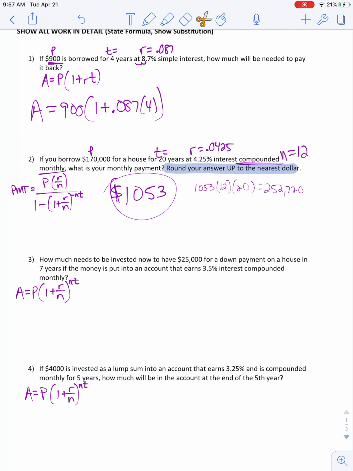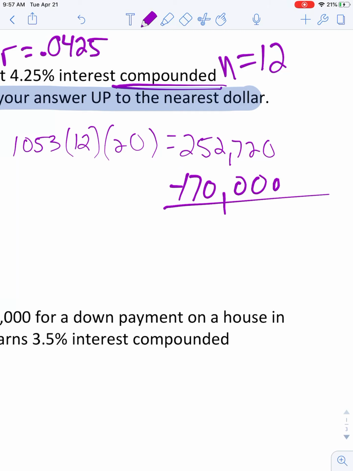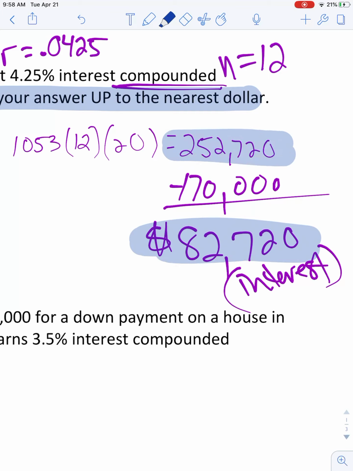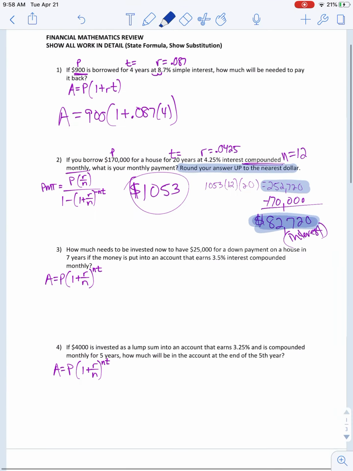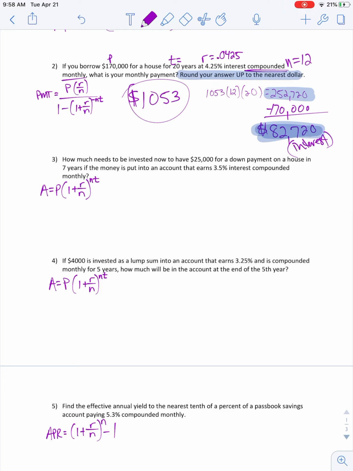So how much of that is interest? Well, we have to subtract off of that the $170,000 that we originally owed, right? So if I subtract $170,000, because you know I have to pay back that, I get $82,720. So that's how much I pay in interest over the 20 years. So if it ever asks how much in interest, remember you're going to subtract that. So this is how much I put in total, and this is how much I pay in interest. Okay, so that problem wasn't asking that. I just kind of took it to the next level there.